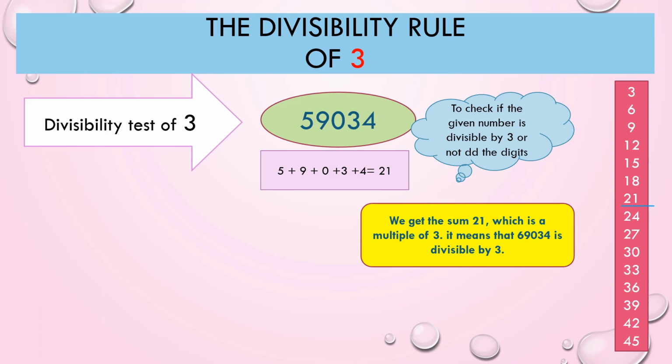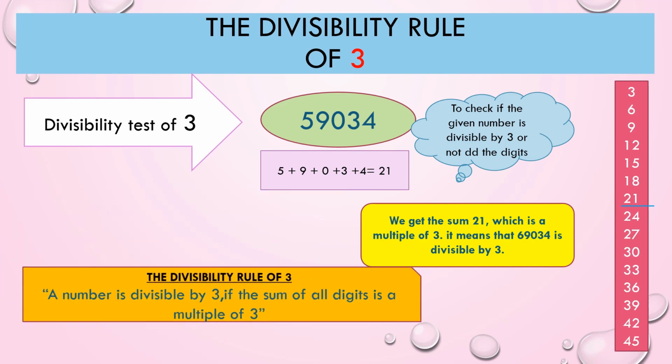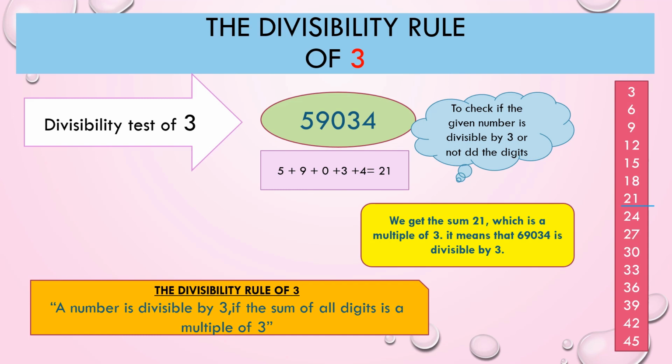तो क्या रूल बना 3 का? Divisibility rule of 3 is a number is divisible by 3 if the sum of all digits is a multiple of 3. यानी कि जितना भी बड़ा नंबर हो आप उसके तमाम डिजिट्स को ऐड करेंगे, जो सम आता है अगर वो 3 के टेबल में आता है, if it is a multiple of 3, then that number is absolutely divisible by 3. Got that?